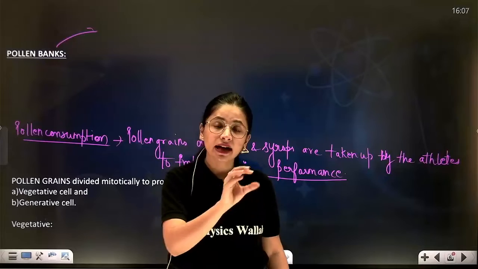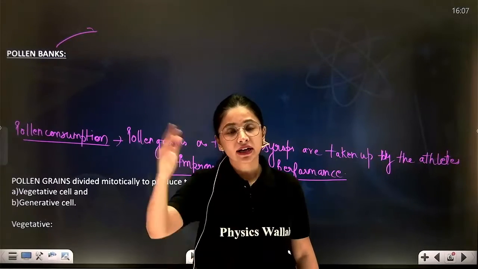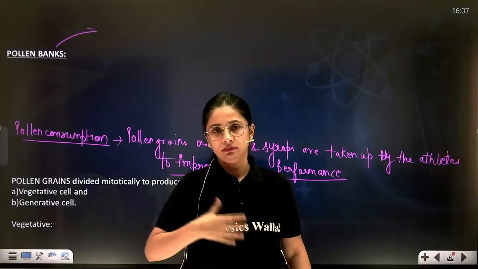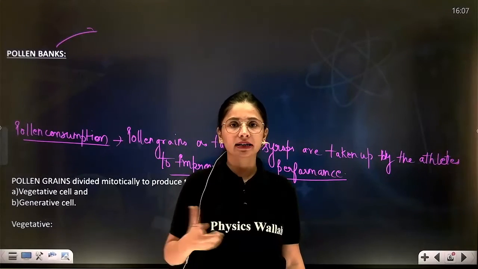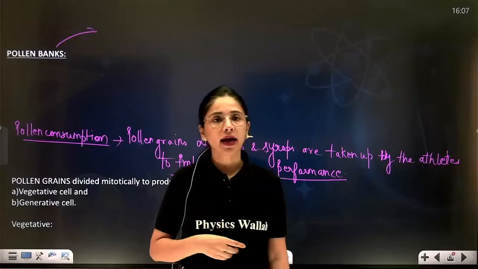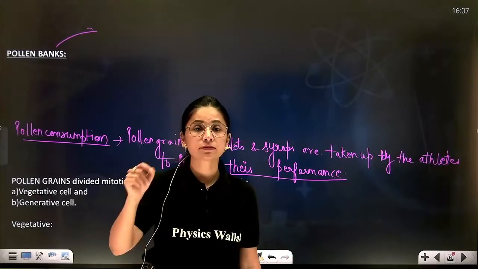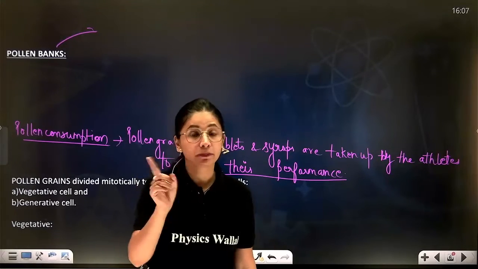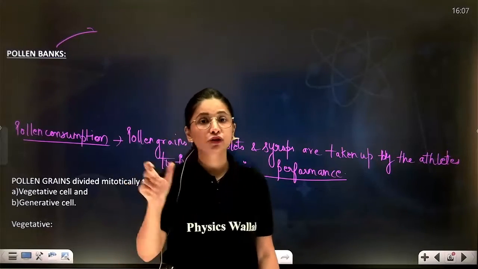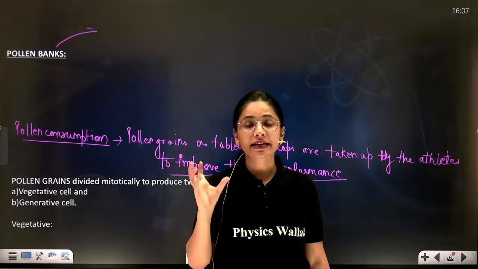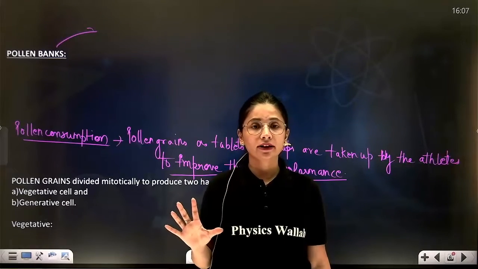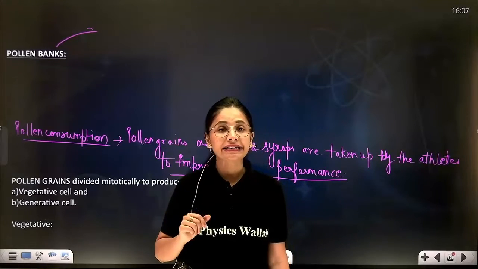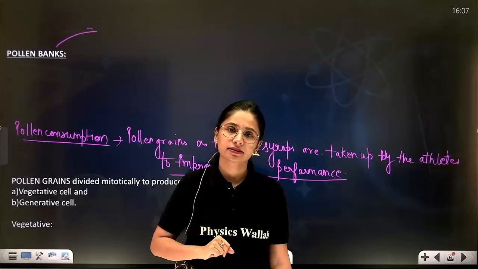I will preserve it for 1 year, and once I need it, I will take them out and give them heat shock. Then the inactive cell will become active again and I can use it for my crops. So that is called pollen banks. As and when required, pollen grains can be, not preserved, that word is wrong, I'm sorry, it should be conserved. So pollen grains are conserved in liquid nitrogen at minus 196 degrees Celsius.